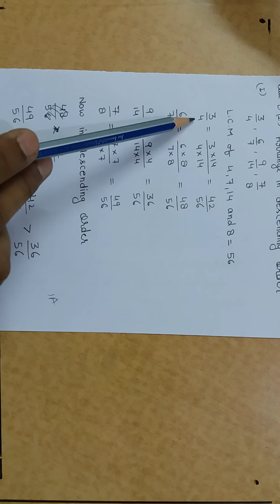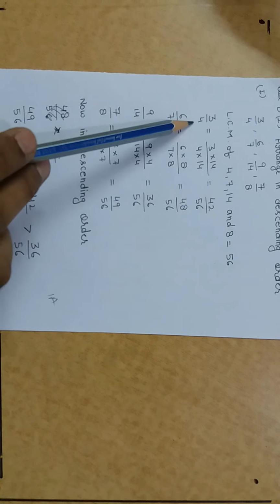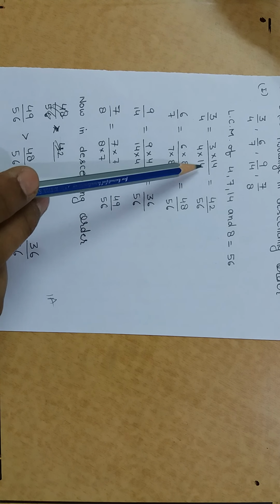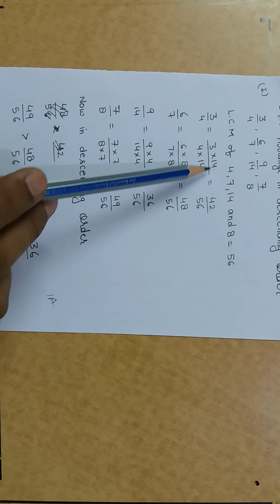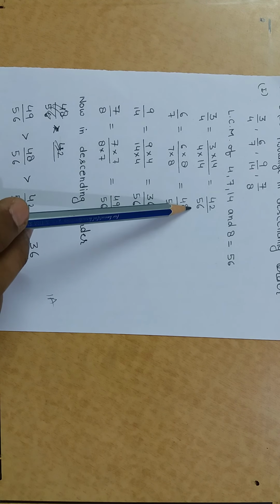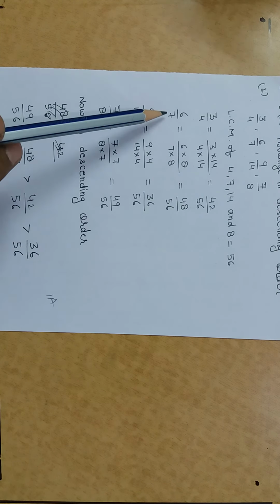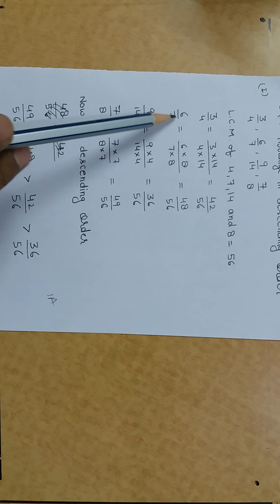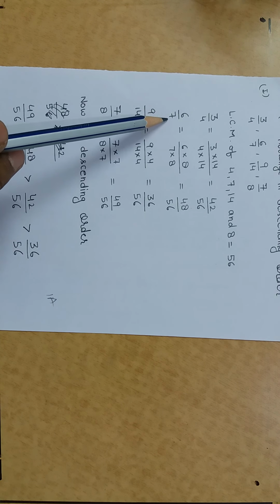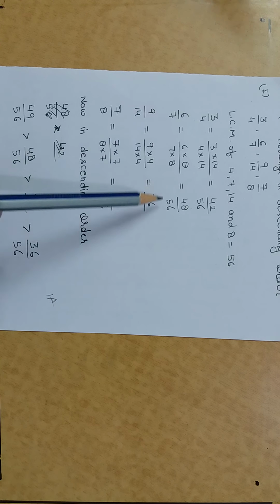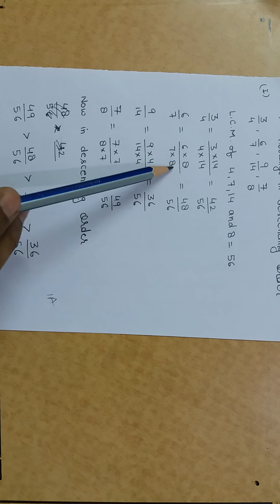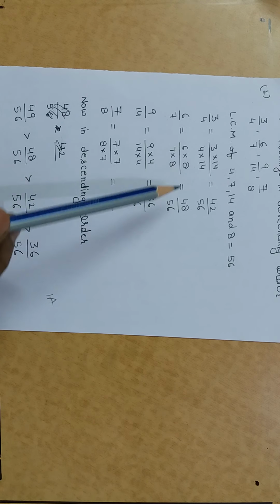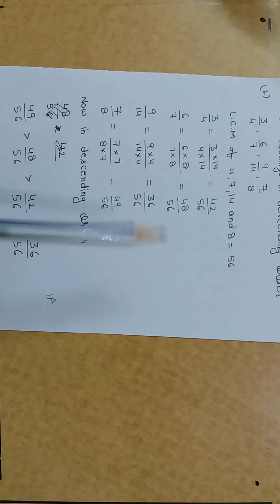Now change all the fractions to denominator 56. To change 3 by 4 to denominator 56, we multiply by 14. So we also multiply the numerator by 14. 3 into 14 is 42 and 4 into 14 is 56. Now the second fraction, 6 by 7. To change 7 into 56, we multiply by 8, in both numerator and denominator. 6 8s are 48 and 7 8s are 56.